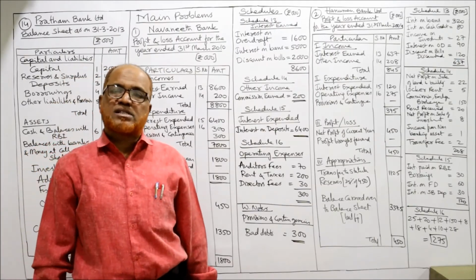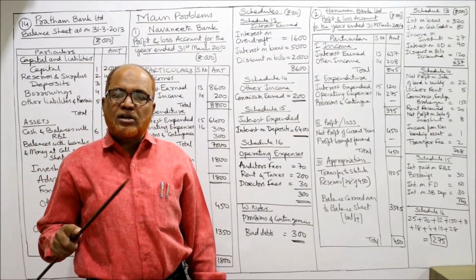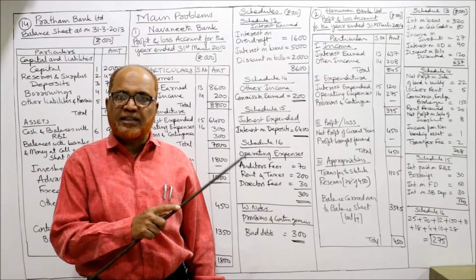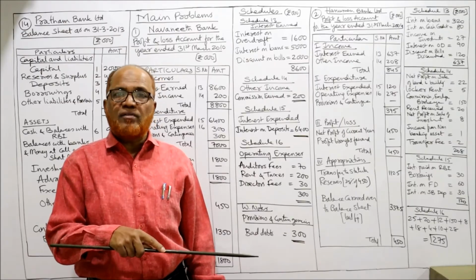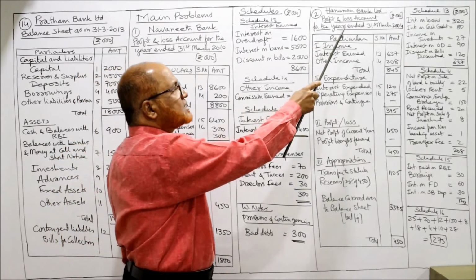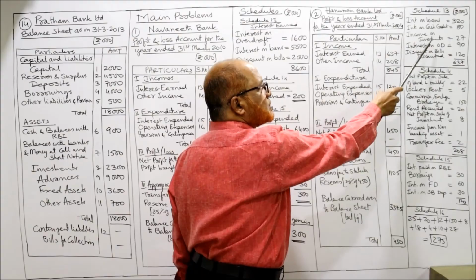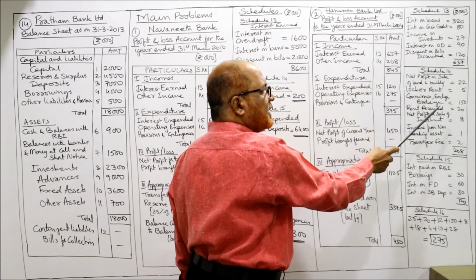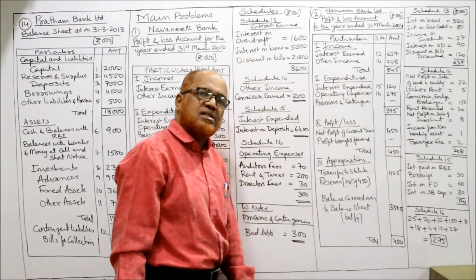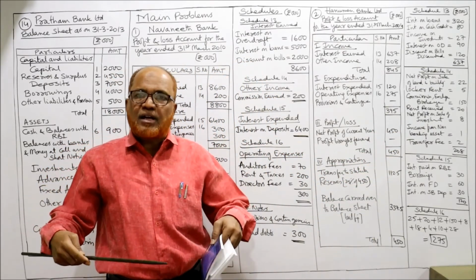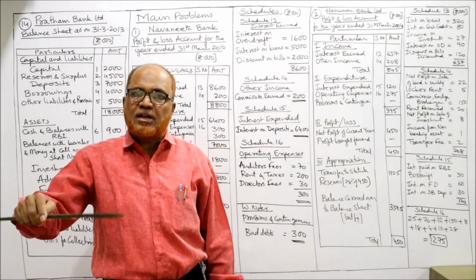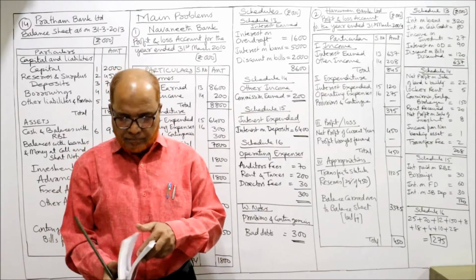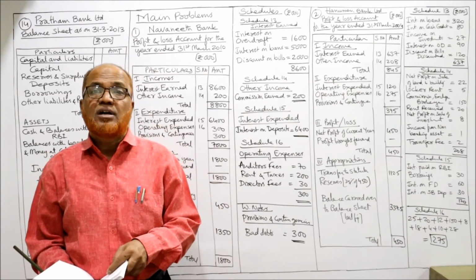Next, income on investment. See here, profit on sale of investment is other income, whereas income on investment will come under interest earned. Income on investment will be taken under schedule number 13, whereas profit on sale of investment will be taken in schedule number 14. There is a difference between the two. The income that comes on investment we take in 13, and when we sell the investment and earn a profit, it comes in 14, other income.